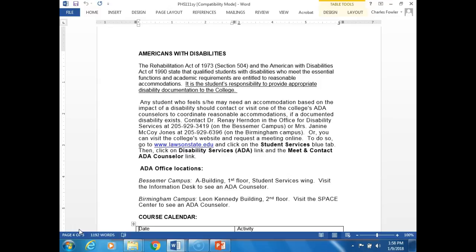Okay, on the Birmingham campus, it's in the Leon Kennedy Center building. On the first floor is the cafeteria, the police, and some other things like that. On the second floor, there's the bookstore, but also the Space Center. And that's where Miss McCoy Jones is, at the Space Center, and that's where the chief engineer is.